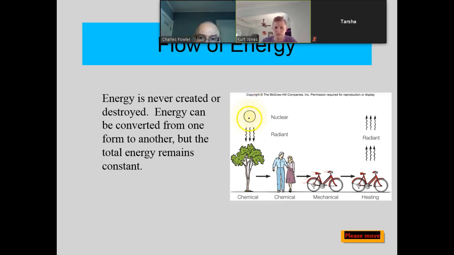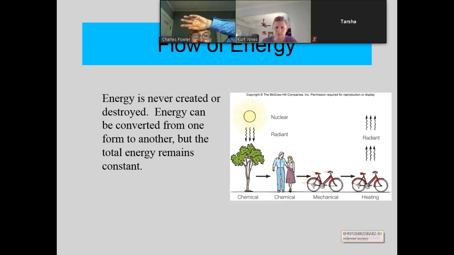Nuclear energy from the sun makes its way across space, hits our atmosphere, and a little bit of that electromagnetic radiation comes in the form of light energy. That's radiant energy. It hits the little green leaves on the tree, making stored chemical energy in those chemical bonds of sugars and fruit, nuts, whatever it's producing. We consume those, and by our metabolism, we make more chemical changes, producing heat.